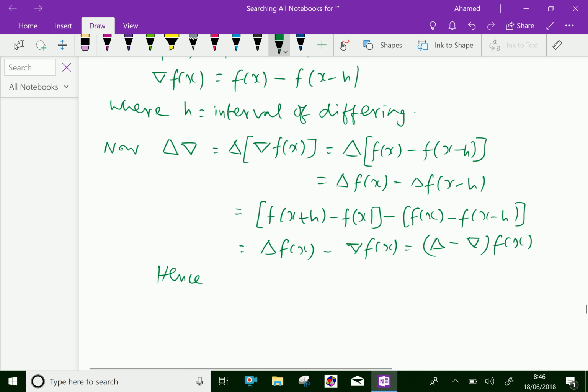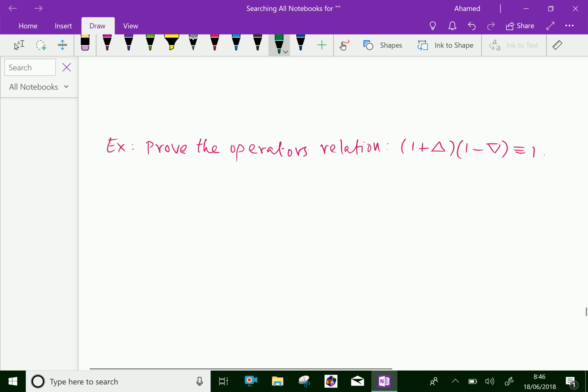Hence we can say delta into inverted delta equal delta minus inverted delta. We proved. Now let us do one more problem.